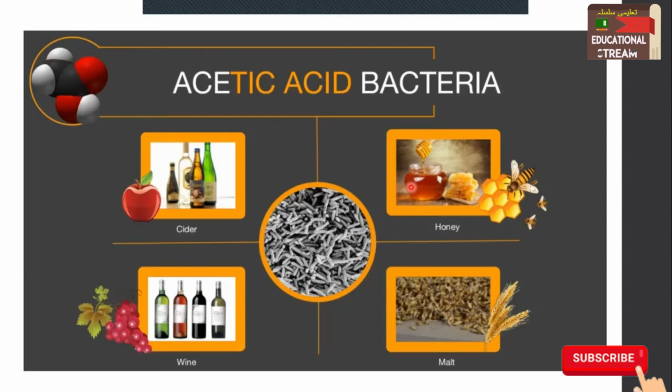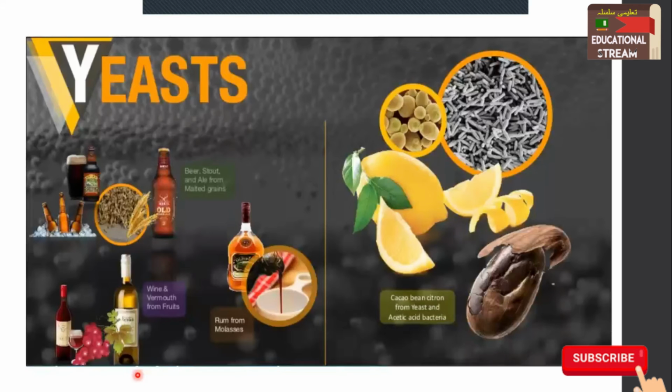And honey is assumed to be one of the most healthy foods, and not only healthy, but it is said to cure all diseases except death. From barley seeds comes malt, and from this malt there are different malt syrups. And grapes become wine, and it's all because of acetic acid bacteria. Then are the yeast.